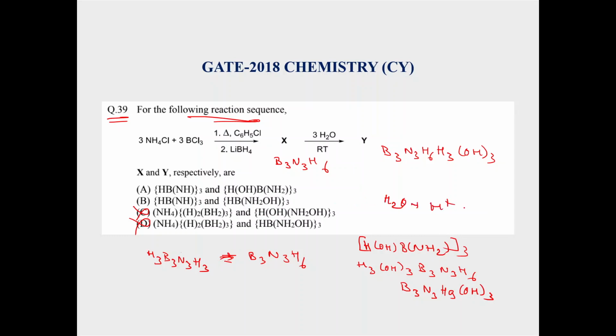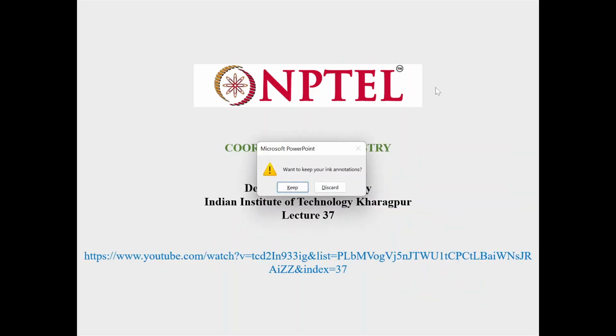H2O will give H plus and OH minus, and H plus will coordinate with N or B. This H plus and OH minus is coordinating to nitrogen or boron. Okay, but here they have given as NH2OH. So option number A will be the correct option for this question. For the given reaction sequence, X is HBNH whole 3 and Y is HOHBNH2 whole 3. Okay. So if you know about the synthetic methods for the preparation of borazine, we can solve this question very easily. Then we will move on to the next question.